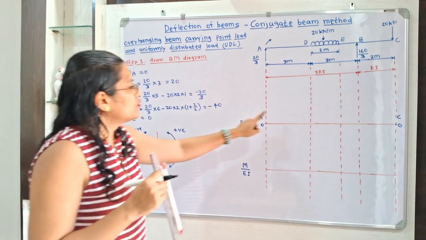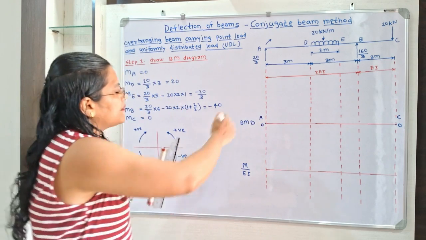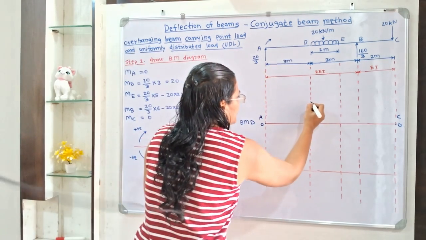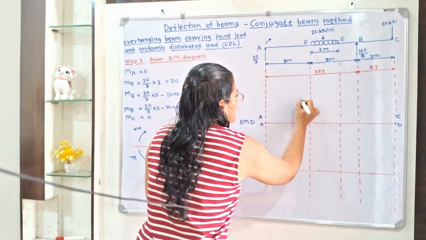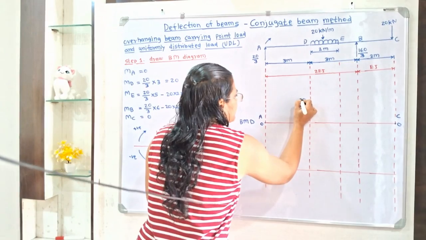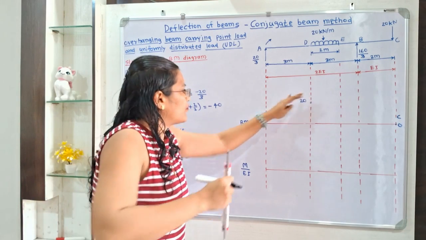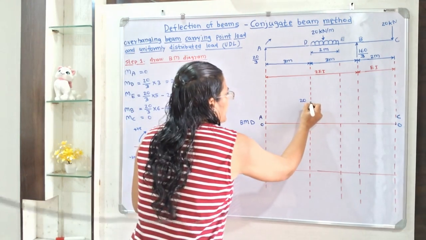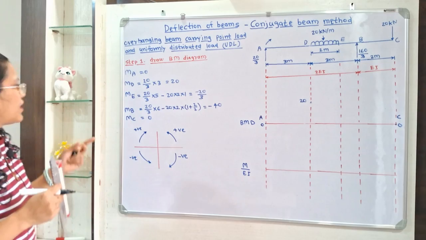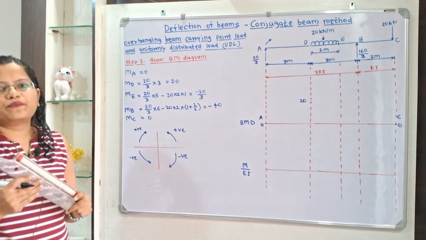So how to show this? At point D we have to show 20 and it is a plus sign, and therefore we have to show it in the upward direction. So we have to mark one point. Now next, the bending moment at point E.